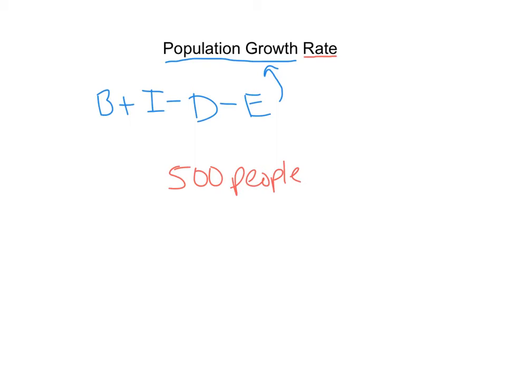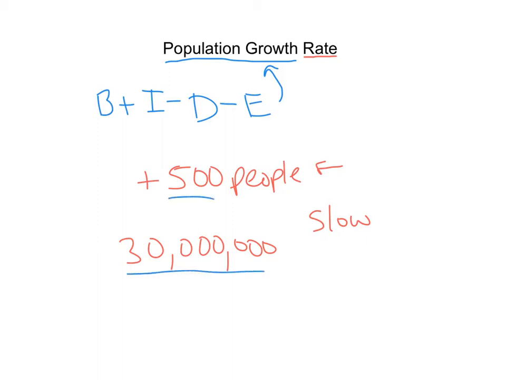If the state of California increased by 500 people when California has over 30 million people in it, that would be a very slow growth rate because 500 compared to 30 million is nothing. But if the population of Tulare Western High School went up by 500 people, Tulare Western High School only has about 1,900. So if it went up by 500 people, that would be a really fast growth rate.